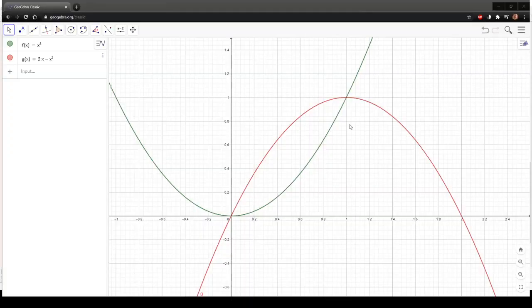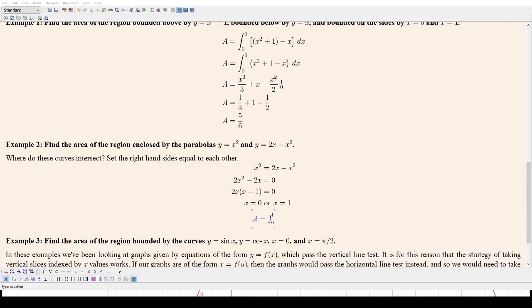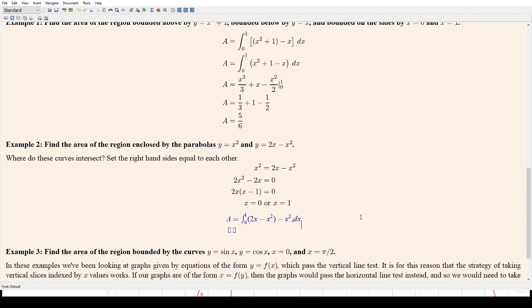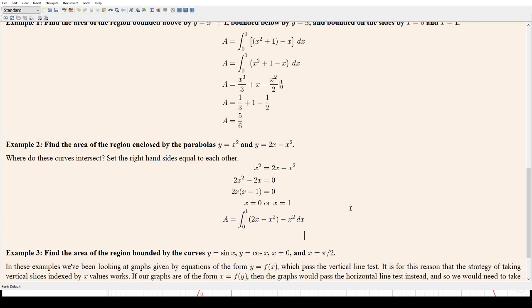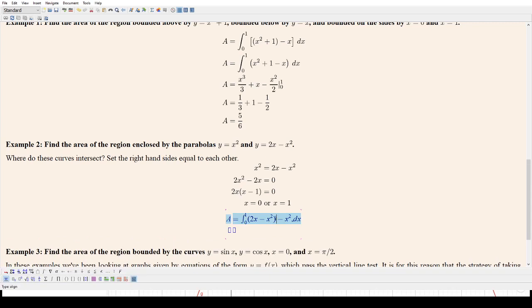Now, we need to integrate top minus bottom. Well, let's see. Top is this red parabola. What was the red parabola? That was 2x minus x squared. And then bottom is x squared. So 2x minus x squared is the top. X squared is the bottom. So there we go. So there's the integral that we need to evaluate.